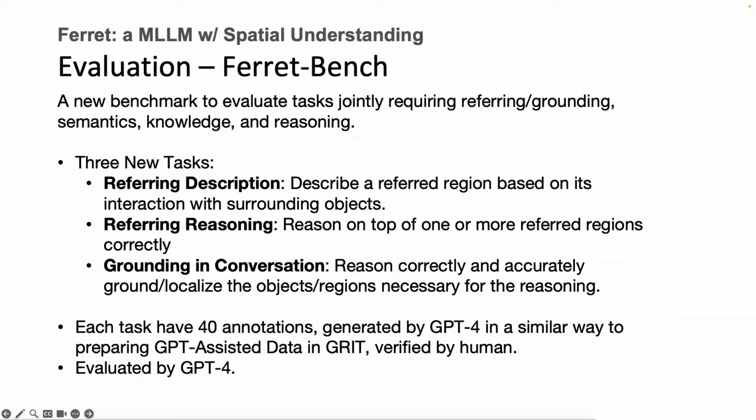Previously we mentioned the conventional vision tasks for referring and grounding. Here I also introduce, because with the help of large language models, it can do very interesting reasoning capabilities. We want to mostly focus on the fine-grained reasoning capabilities. So we introduce three tasks. First, we call it referring description, where we describe a referred region based on its interaction with the surrounding objects. We also have another evaluation task, referring reasoning, which reasons on top of one or more referred regions, whether it is correct or not.